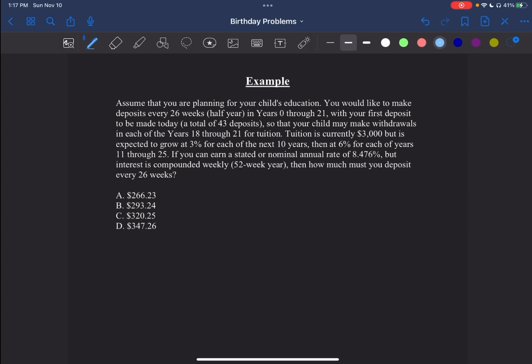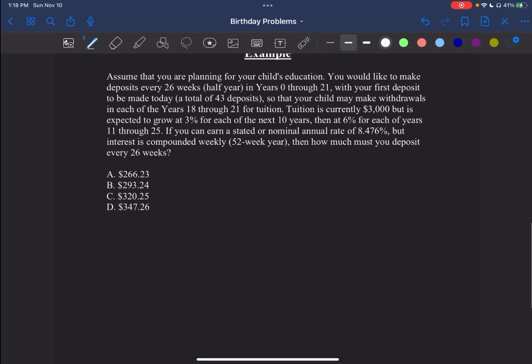And tuition's currently $3,000, but it's going to grow at 3%. So we're going to have to do some growth factor work and get it up to that future value. And also here we're being shown that it's a stated nominal rate, so we're probably going to have to convert that to an effective rate. So let's start with drawing out the timeline.